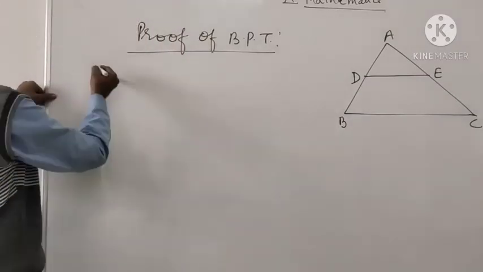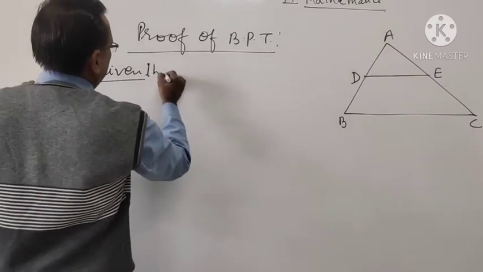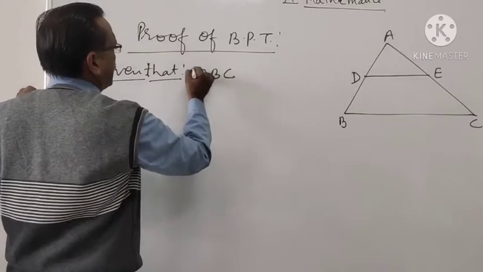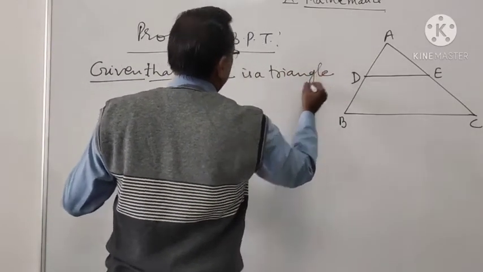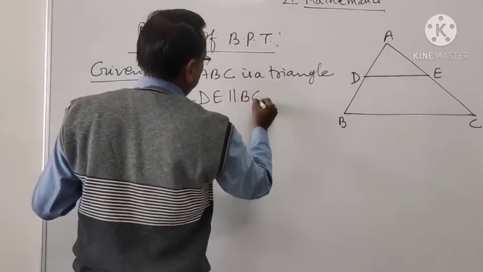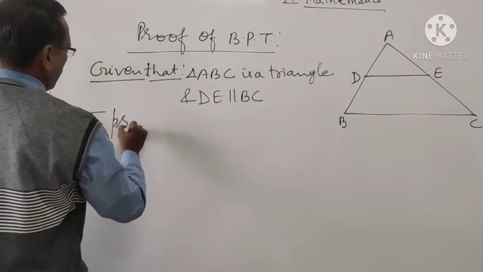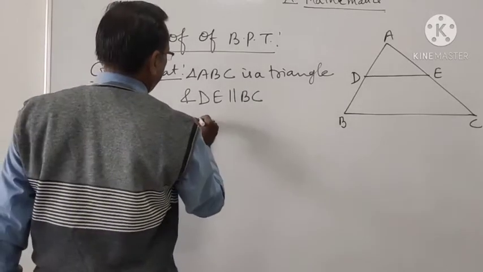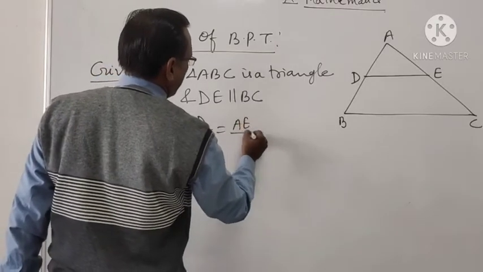Then what is given? Given that ABC is a triangle and DE is parallel to BC. Then what is to prove? To prove is AD upon DB equals AE upon EC.